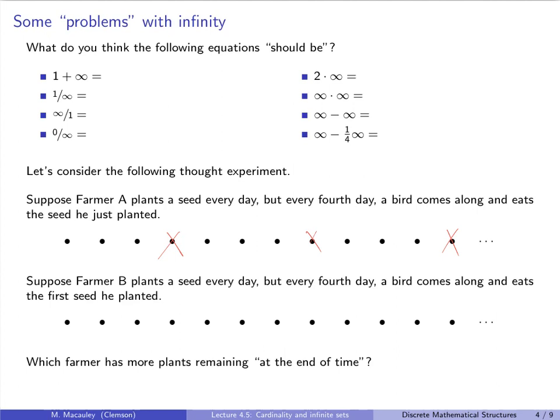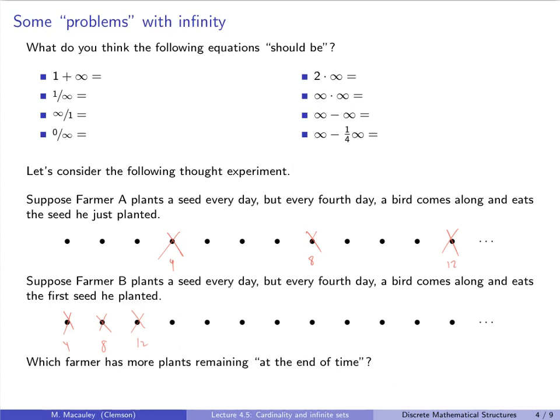Whereas for farmer B, on day 1 this gets eaten, on day 4 this gets eaten, on day 8 this gets eaten, and on day 12. For farmer B, on day 4 the first seed gets eaten. On day 8 the second seed gets eaten. And on day 12 the third seed gets eaten, and so forth. So at the end of time, granted something that doesn't make sense, farmer B doesn't have any seeds remaining. Every single seed that farmer B plants gets eaten.